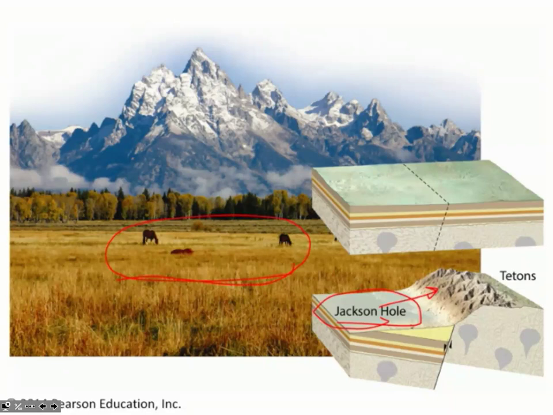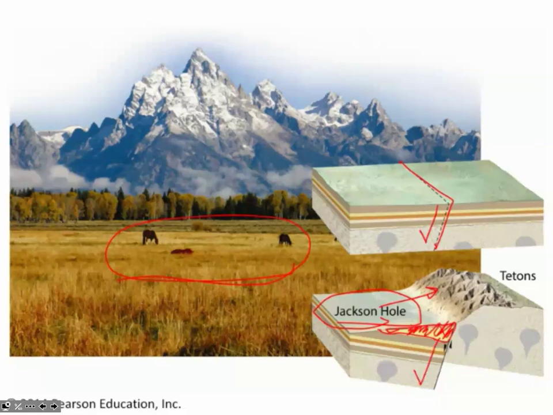Well, hopefully you said a dip-slip fault. That'd be right, because essentially you have a break in the crust along which the hanging wall has moved down relative to the footwall. As it's moved down, it's created some accommodation space that's filled in with all the sediments that make the nice flat surface of Jackson Hole.